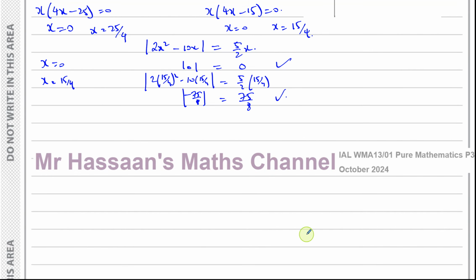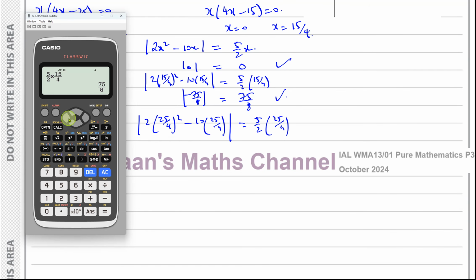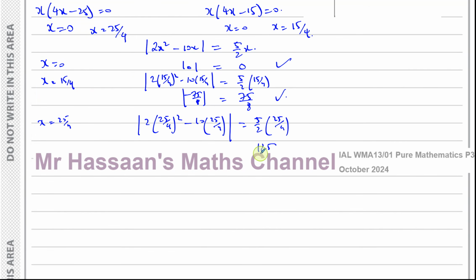And we can also test it for x equals 25 over 4. Okay, so you have 2 times 25 over 4 squared minus 10 times 25 over 4. And on this side, you have 5 over 2 times 25 over 4. Let's see if we get the same. It should be all correct, I think. So we get a calculator again, and I'll just change this to 25 over 4. That gives us 125 over 8 on this side.